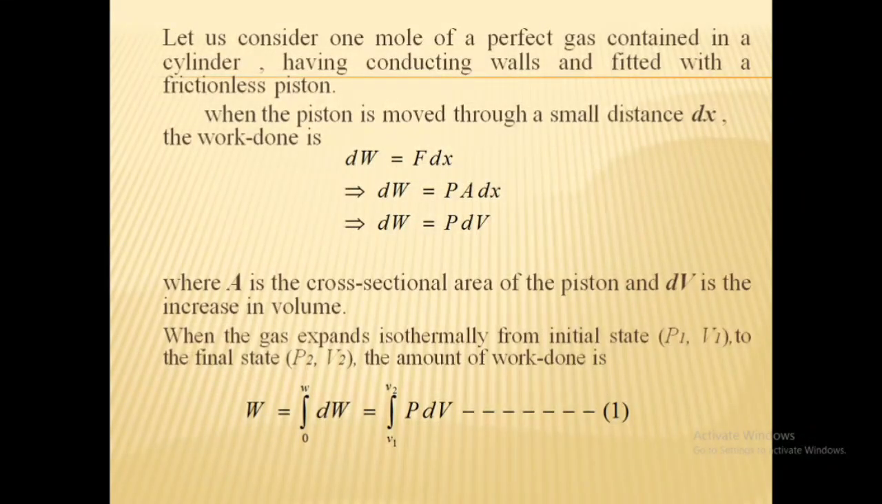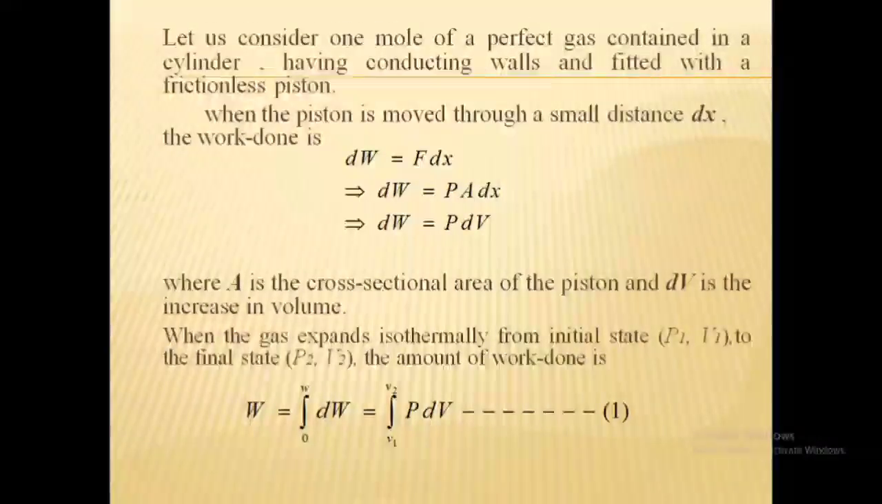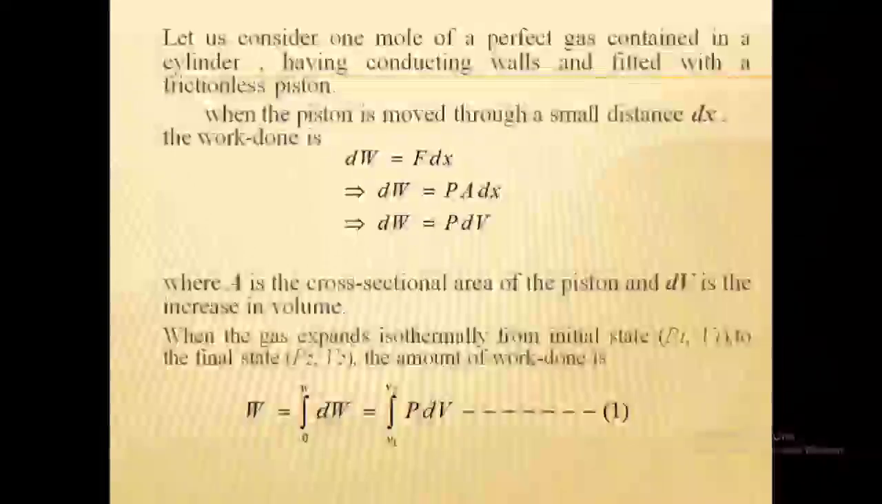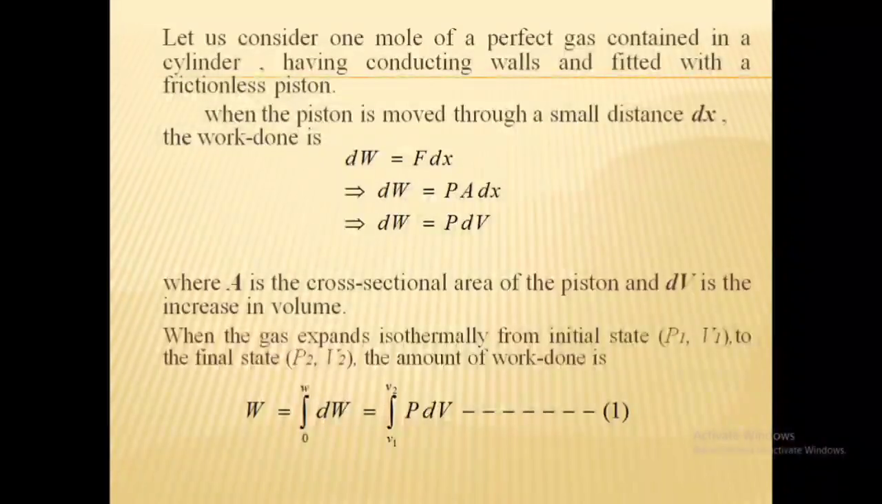Since the piston is moved through a small distance dx, the work done is very small, and this small work done is denoted by dw. So we can write dw equal to F dx. We know work equals force into displacement, that's why we can write dw equal to F dx. F is the force applied by the gas on the piston and dx is the small displacement of the piston in the upward direction.